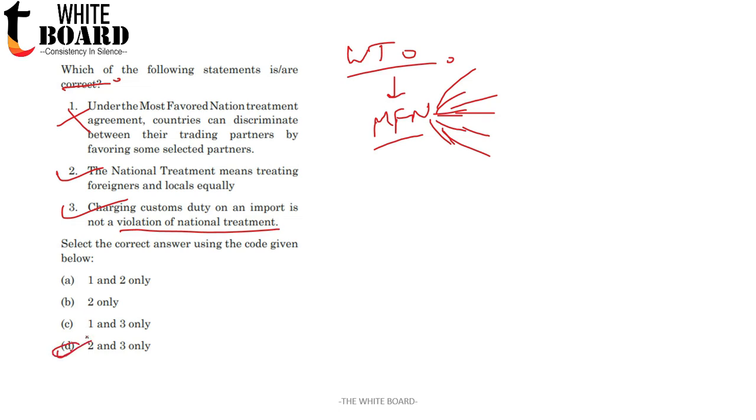GATS distinguishes between 4 modes of supplying services. Regarding this, the question asks which is correct. Consumption abroad means when a tourist comes into another country. Yes, it is indeed correct.